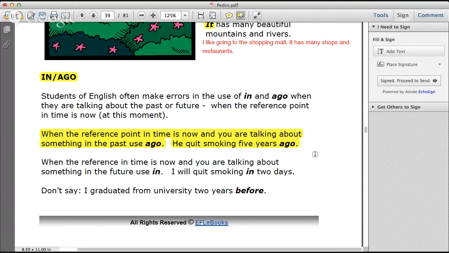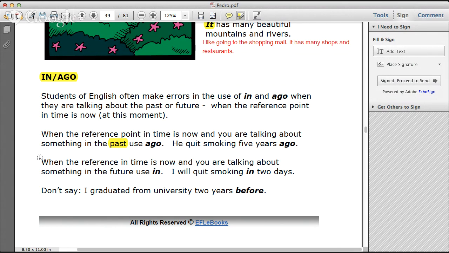Okay, let me have you read the next one, please. When the reference point in time is now, and you are talking about something in the past, use ago. He quit smoking 5 years ago. Okay, so when that's our reference point, and we're talking about something that happened in the past, we're using ago, right?